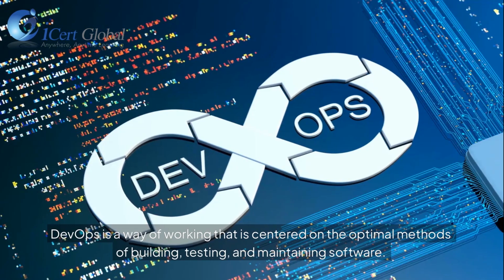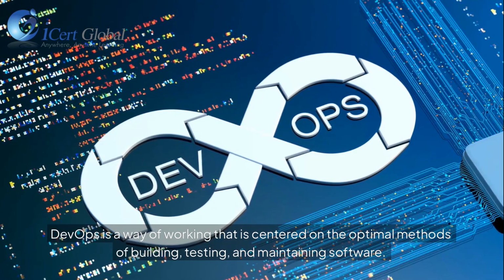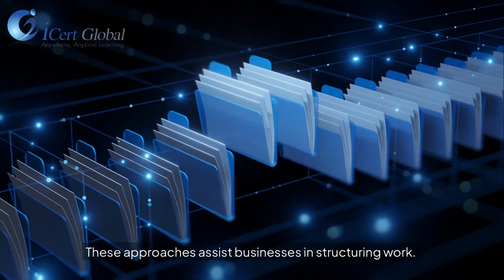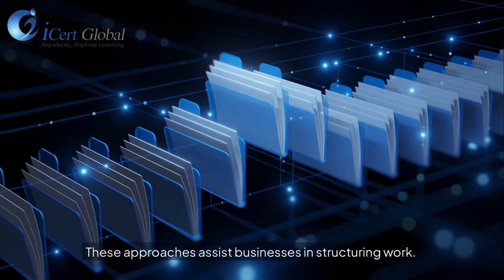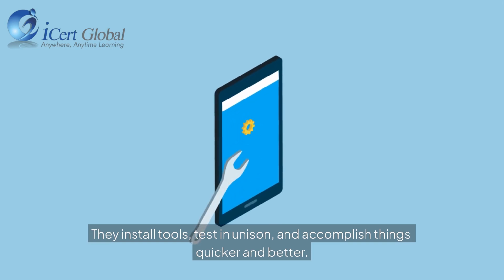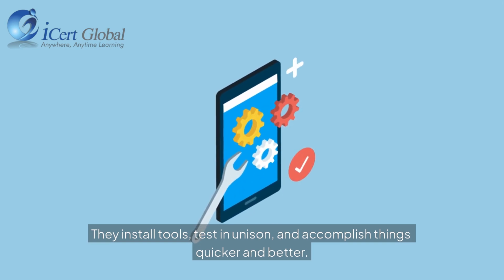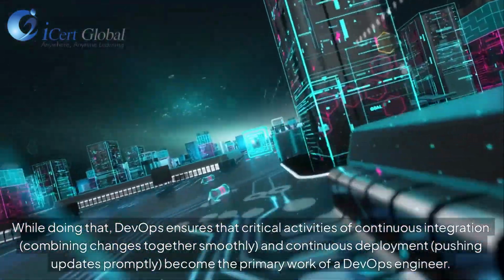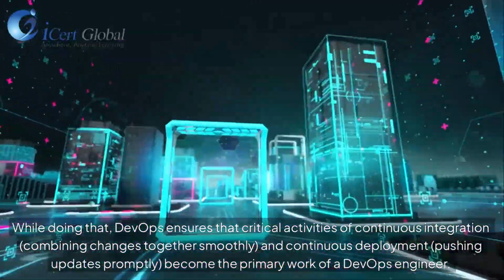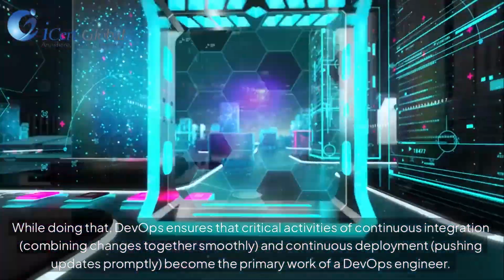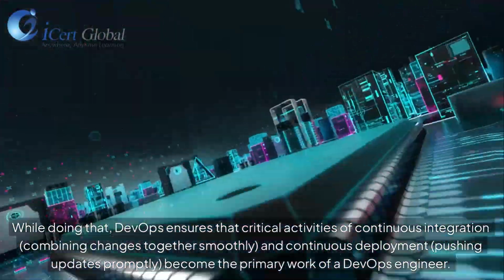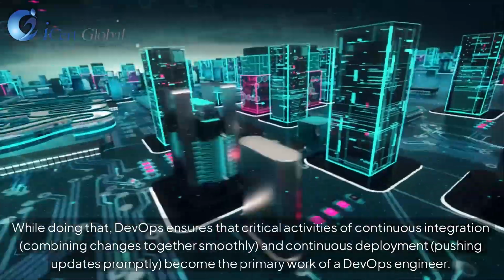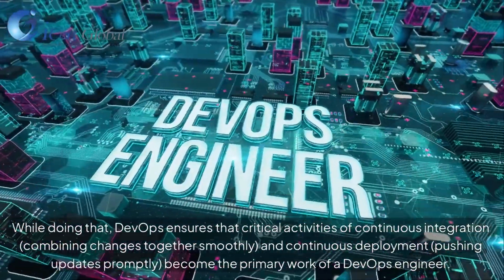DevOps is a way of working that is centered on the optimal methods of building, testing, and maintaining software. These approaches assist businesses in structuring work. They install tools, test in unison, and accomplish things quicker and better. While doing that, DevOps ensures that critical activities of continuous integration, combining changes together smoothly, and continuous deployment, pushing updates promptly, become the primary work of a DevOps engineer.